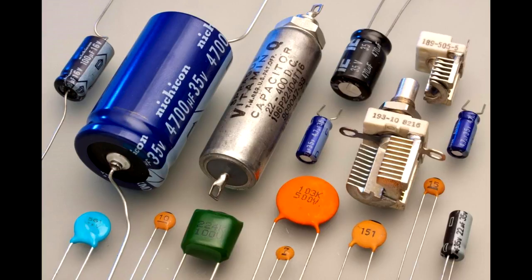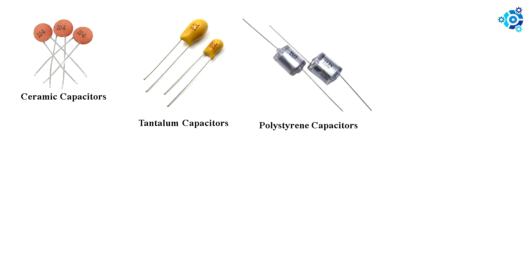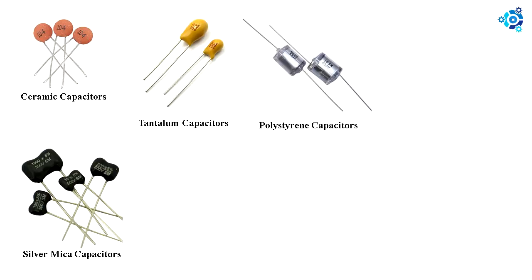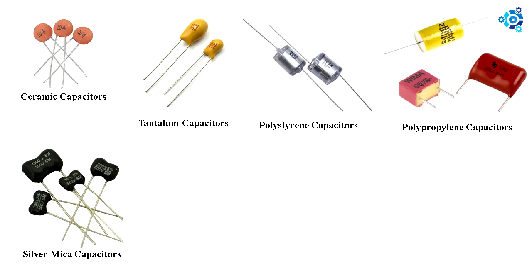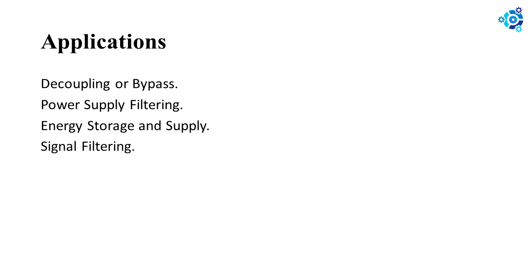Types of capacitors. There are different types of capacitors like ceramic capacitors, tantalum capacitors, polystyrene capacitors, silver mica capacitors, polypropylene capacitors, electrolytic capacitors, supercapacitors, variable capacitors. Each type of capacitor will be discussed in detail in the next video.